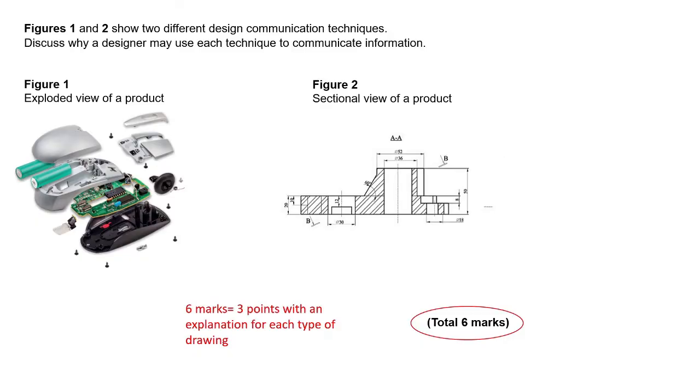So the first one: figures 1 and 2 show two different design communication techniques. Discuss why a designer might use each technique to communicate information. Figure 1, exploded drawing, and figure 2, sectional view of a product. There are 6 marks, so 3 points with an explanation for each type of drawing. So pause the video, give yourself 6 minutes, and then we'll go through it.